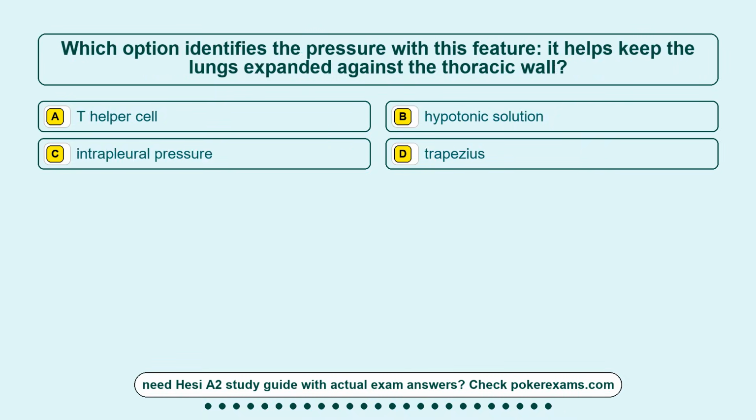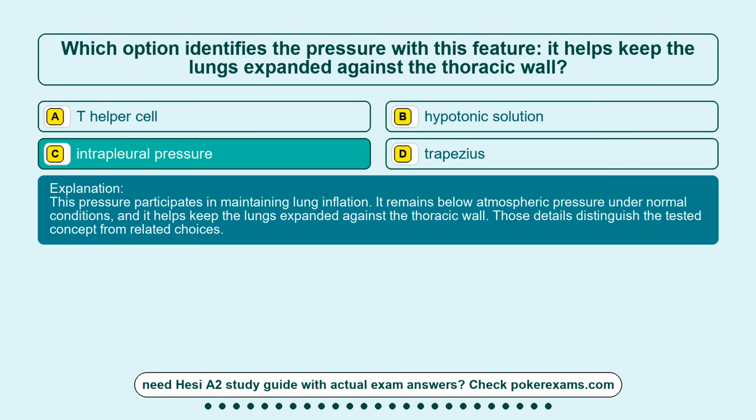Question 20. Which option identifies the pressure with this feature? It helps keep the lungs expanded against the thoracic wall. Option A, T helper cell. Option B, hypotonic solution. Option C, intrapleural pressure. Option D, trapezius. The correct answer is option C, intrapleural pressure.